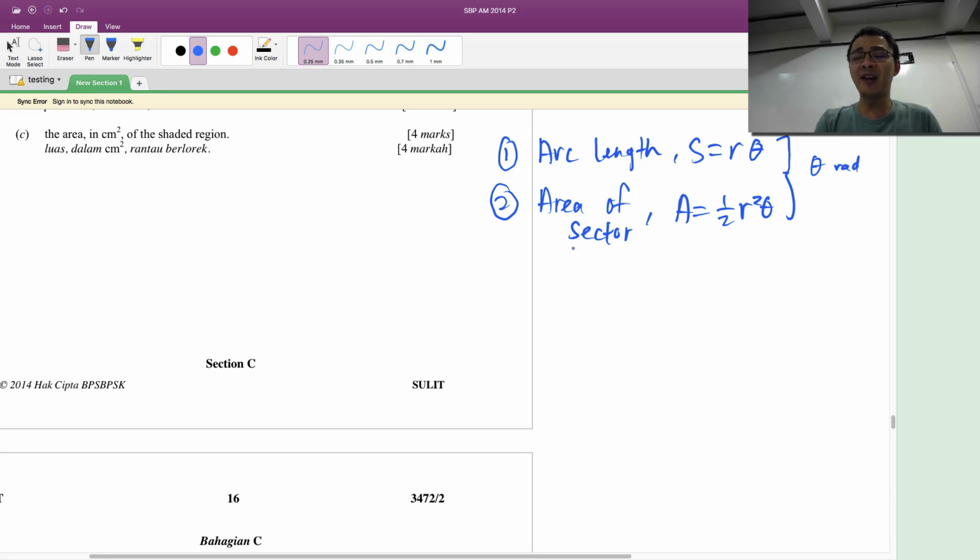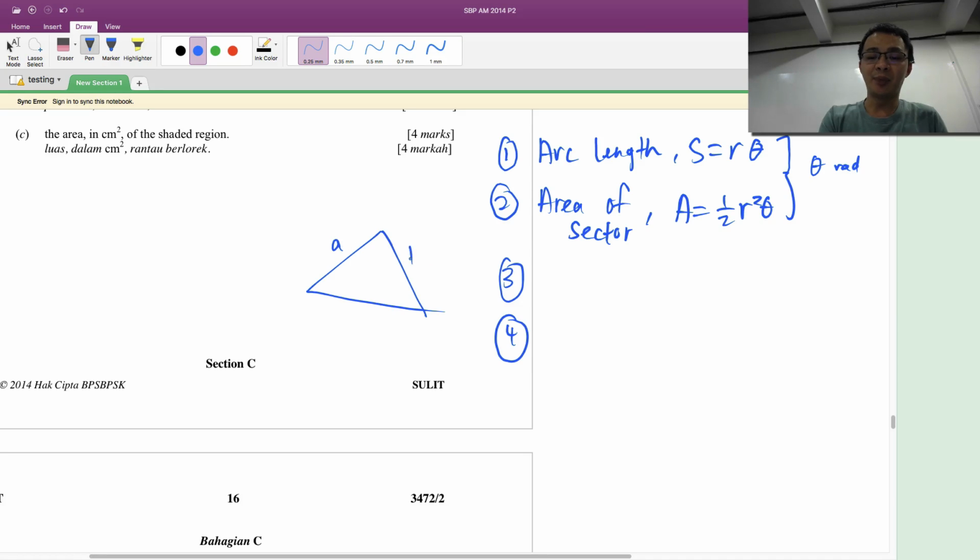And in SPM, sometimes you will use two more formulas. One of the formulas you will use is to find the area of a triangle when the triangle is not a right angle triangle. Let's say this is not a right angle triangle, and I call the vertices A, B, and C. This is the angle capital C. One way to find the area of the triangle is half ab sine C, meaning two sides and the angle in between. Sometimes you will need to use this formula.